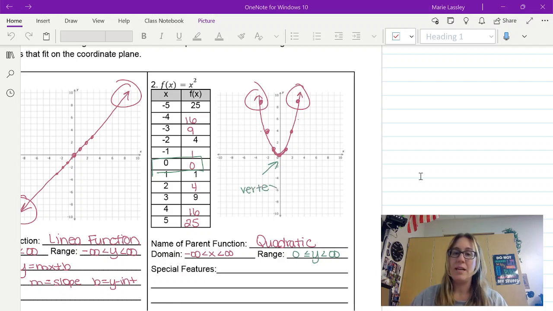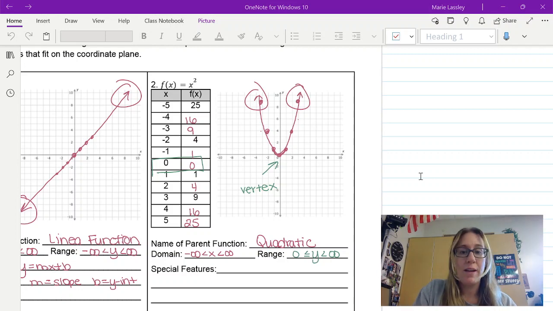And it's going to be either the lowest, like it is in this case, or sometimes we might have it flipped upside down, then it would be the highest point. Right, so the vertex is either going to be your lowest point of your graph or your highest point, depending on if it's opening up or if the quadratic opens down.